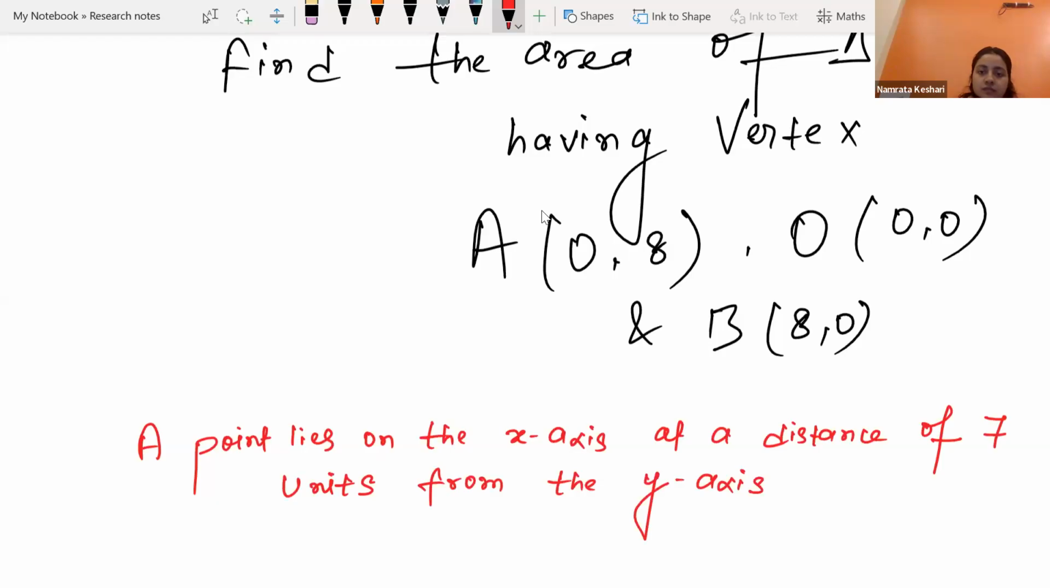Is the area coming out to be 16? I am coming to that. Let me finish writing.